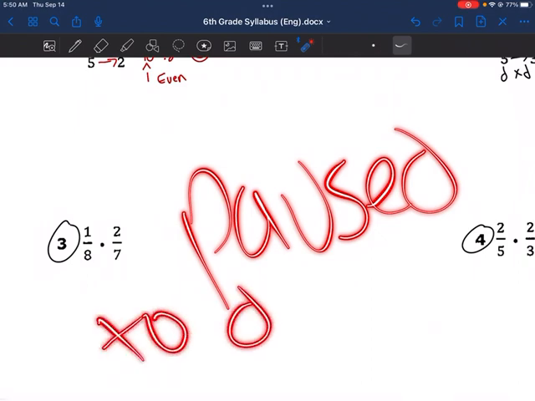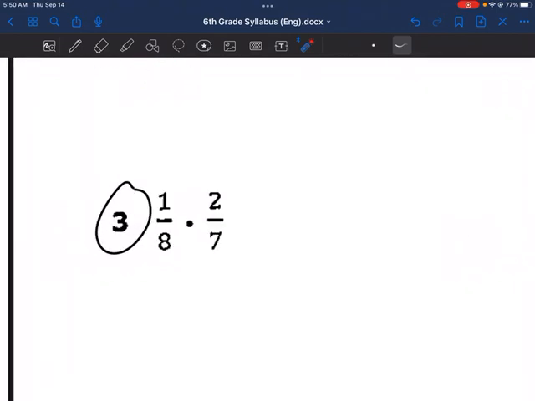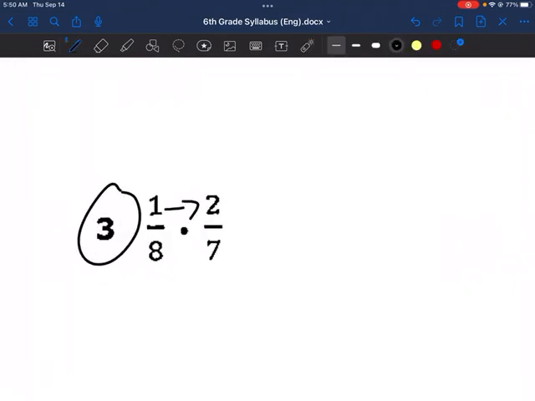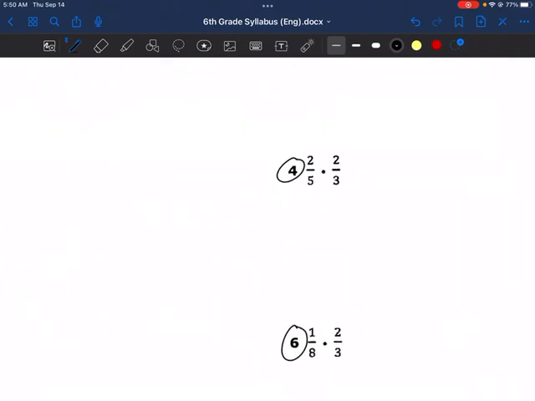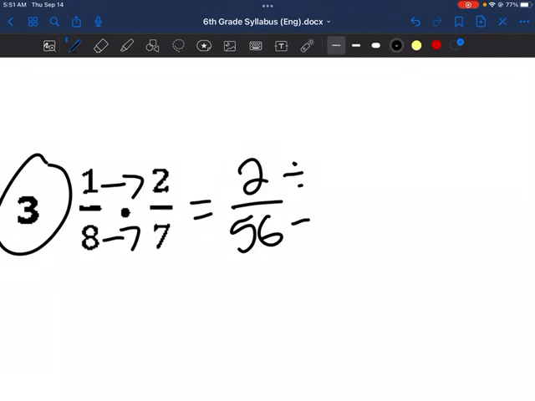So, top with the top, bottom with the bottom. I'm going to do the ones on the left. That way I guarantee you do at least 2 on your own. Top with the top, bottom with the bottom. So 1 times 2, 2. 8 times 7, 56. Ahora, can I simplify this? Yes, this fraction can be simplified. Sorry about that. 2 divided by 2 is 1. 56 divided by 2, 28. Boom.